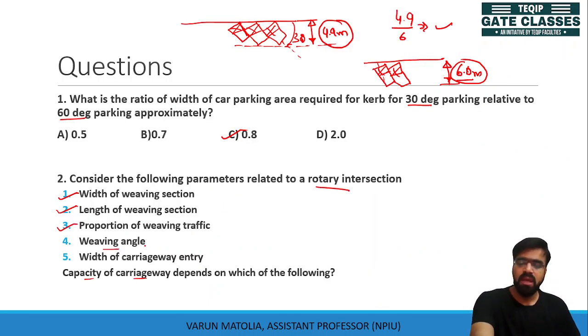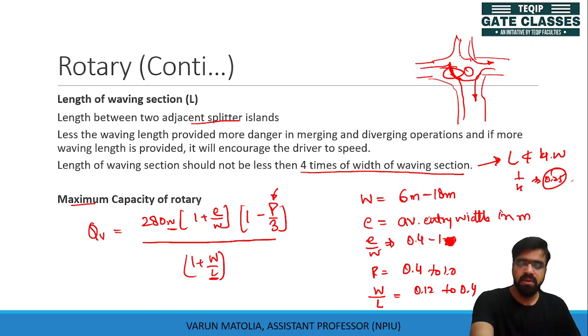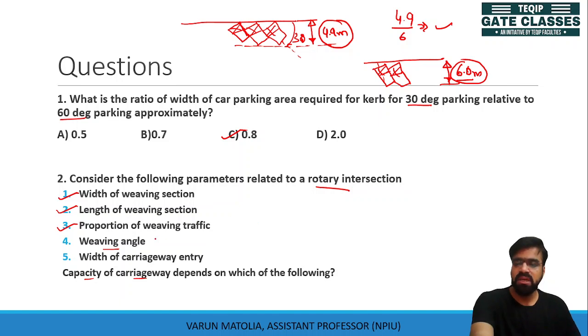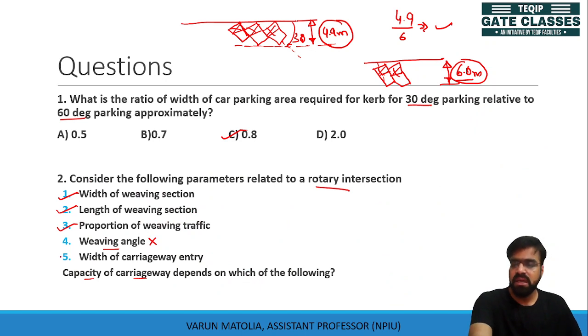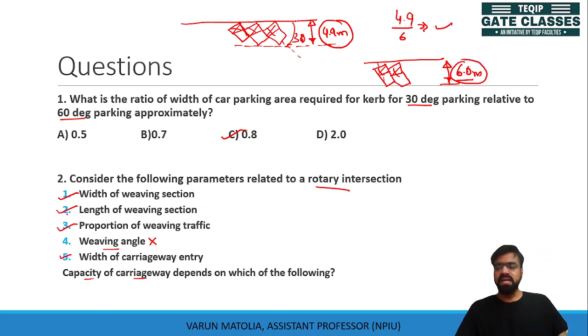Weaving angle. Have we used any value which talks about weaving angle? No, we have not. Next is width of carriageway entry. Yes, we have used E, the average entry and exit width. So the E value is there. So we will say out of these, four values are used for calculation of capacity of the carriageway.